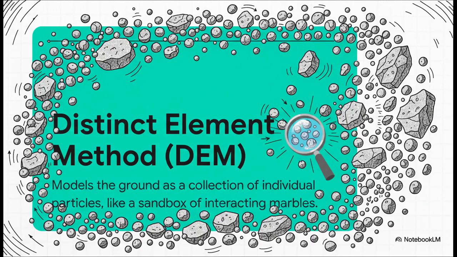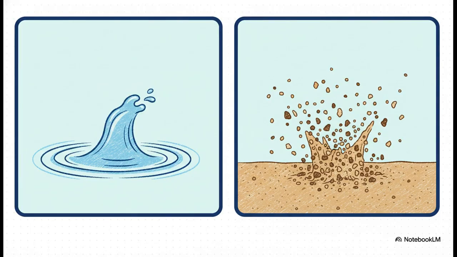Now, I want you to imagine the Earth's crust isn't a fluid, but a giant sandbox filled with billions of individual marbles. What DEM does is it calculates the interactions between every single one of those marbles, how they push, how they pull, and how they slide past each other. It's a completely different particle-by-particle approach. And this just lays it all out perfectly, doesn't it? On one side, hydrocodes see a continuous fluid, a splash. On the other, DEM sees a huge collection of separate particles, a collision in a sandbox.